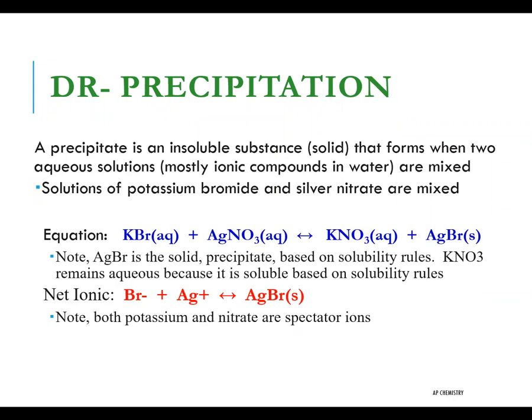So for precipitation, look at the solubility rules. Like I said, the silver compounds are usually going to be precipitates or solids. Break up everything else that's aqueous because it would be considered soluble on the solubility rules, and then cancel down the spectator ions. So in here, the potassium and the nitrates end up being spectators; they cancel. So you're left with your bromide and your silver, and that forms silver bromide.